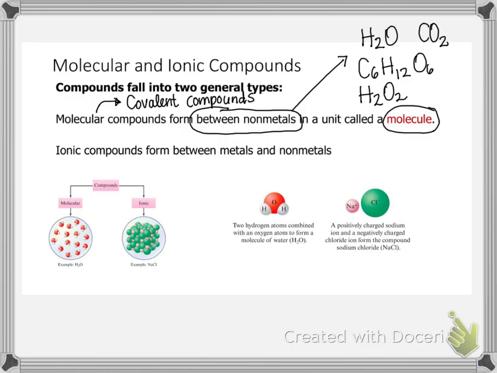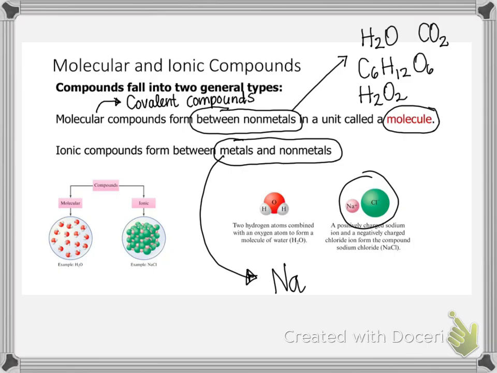Ionic compounds are the second category, and how we'll identify those is they form between metals and nonmetals. So when metals and nonmetals get together, they don't form molecules, they form something different, and we call them ionic compounds. So ionic compounds can be things like table salt, which is on the video. Here I see illustrations of sodium chloride. Sodium is a metal, chlorine is a nonmetal.